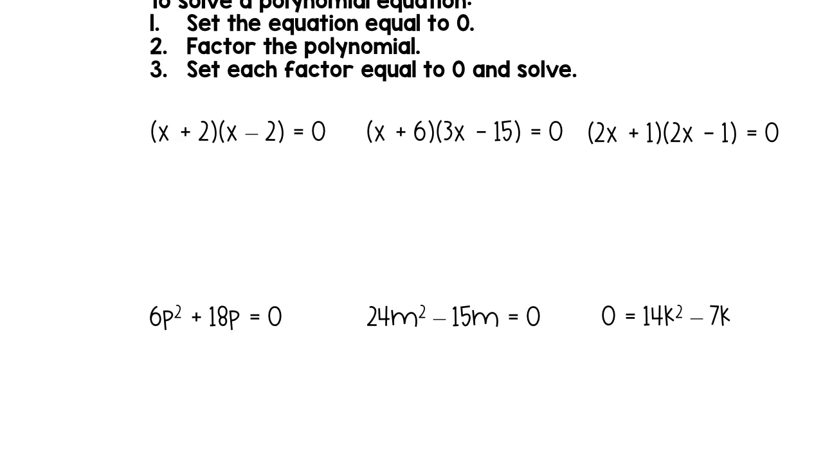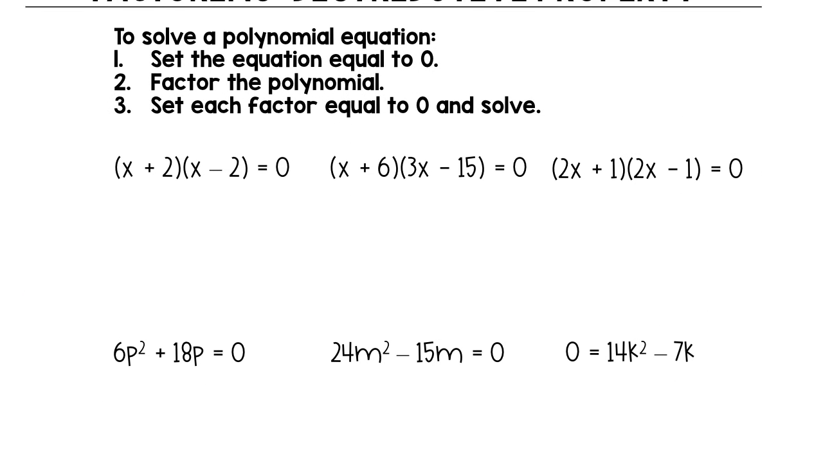Flip your paper over. Now we're going to solve. To solve a polynomial equation, set the equation equal to 0, exactly like this one has been done. Factor the polynomial, already factored. Set each factor equal to 0 and solve. So we have factored this lovely quadratic equation. x plus 2 times x minus 2 are our factors. We want to know what x is equal to.